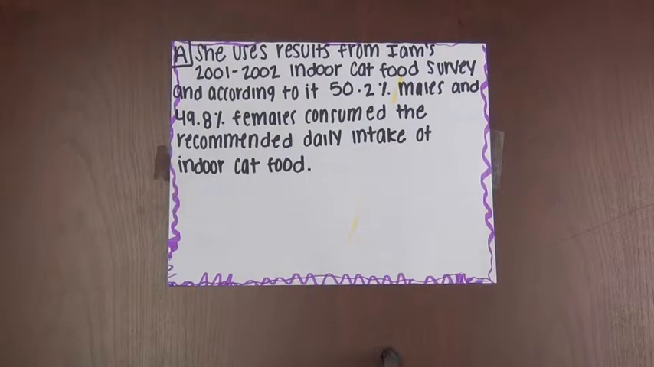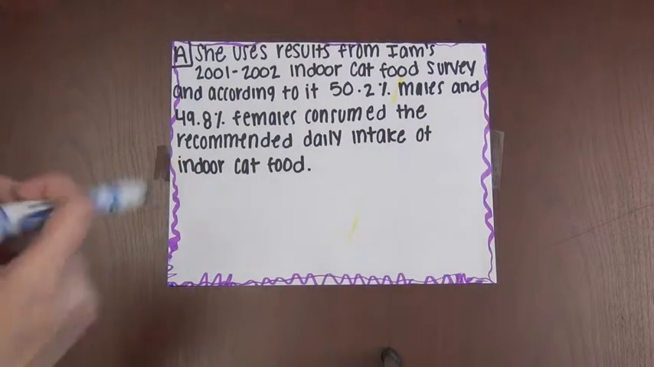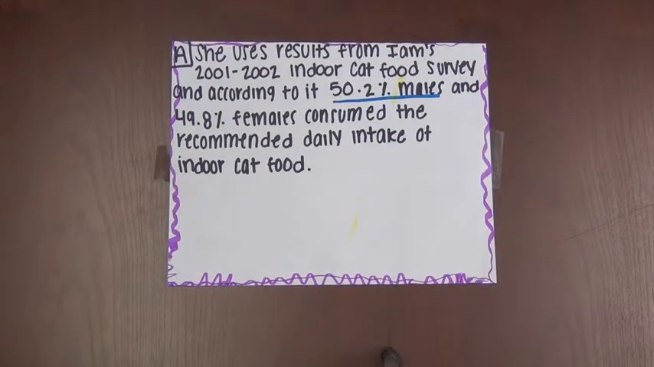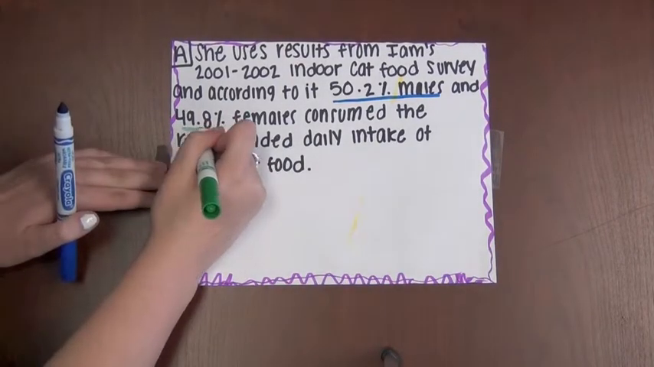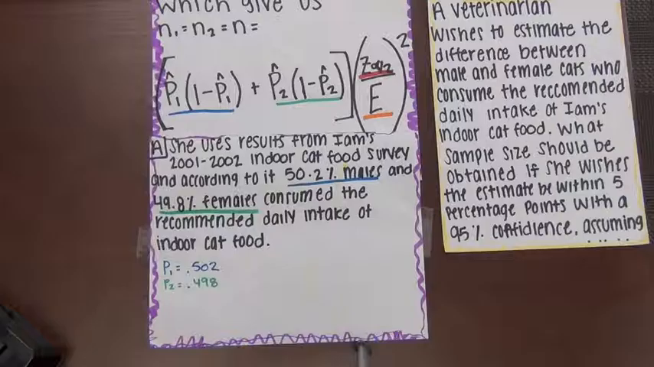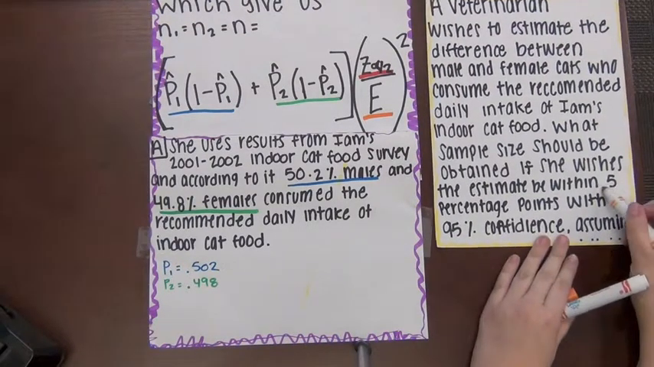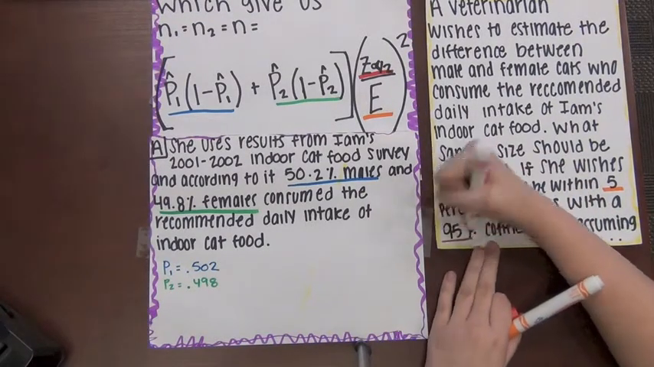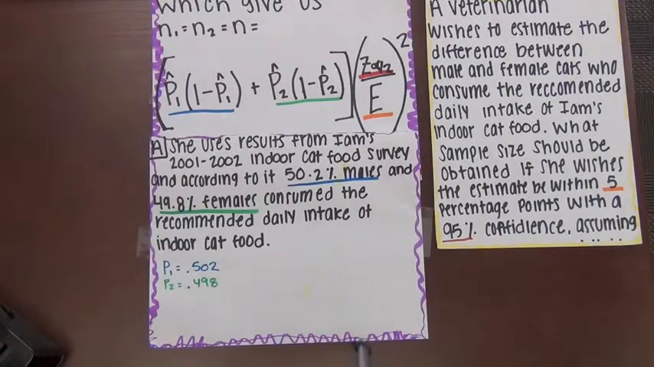And we can see that there's two populations that we're trying to get. So the first one is the 50.2% of males, and the second one is the 49.8% females. This will be giving us our P1 and our P2. If we look back at our original problem, we can see that we are given the margin of error, which will be 0.05, and the confidence. And in that confidence, we can find alpha.